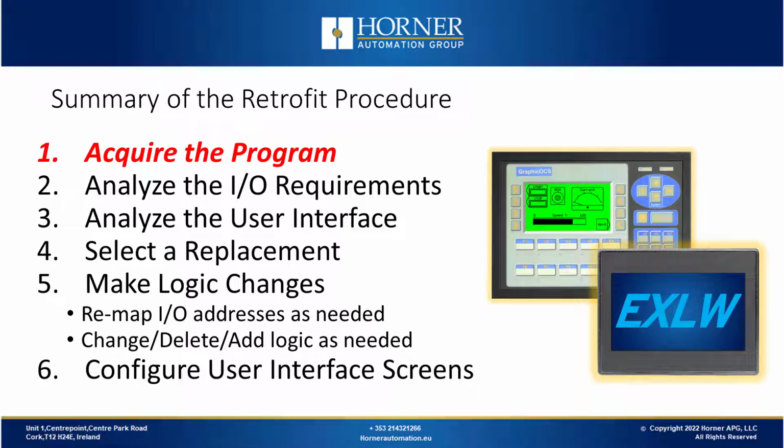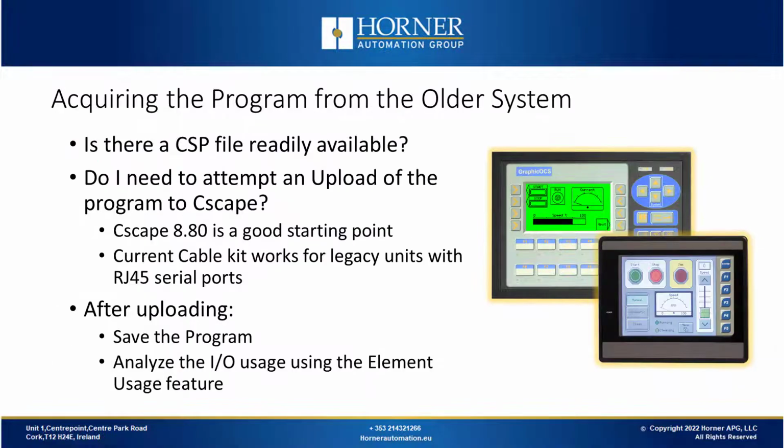Now let's look at the retrofit procedure for retrofitting these graphical units to a newer, more modern product. These 6 steps have not changed from what we covered last week, but there are some differences that we need to highlight. We'll start with acquiring the program. The first question you need to ask yourself is, is there a Cscape or CSP file readily available, and do you have access to it? If you don't have access to that file, then you may need to upload it from the OCS. If you're uploading a program from a graphical unit, you'll likely want to start with Cscape 8.8, and note that's a different version from the version we suggested last week for text-based OCS.